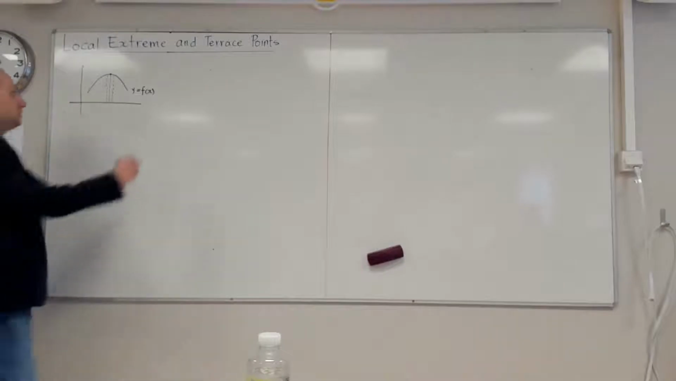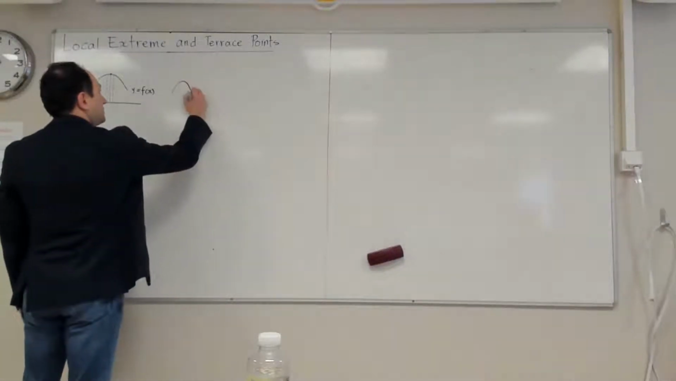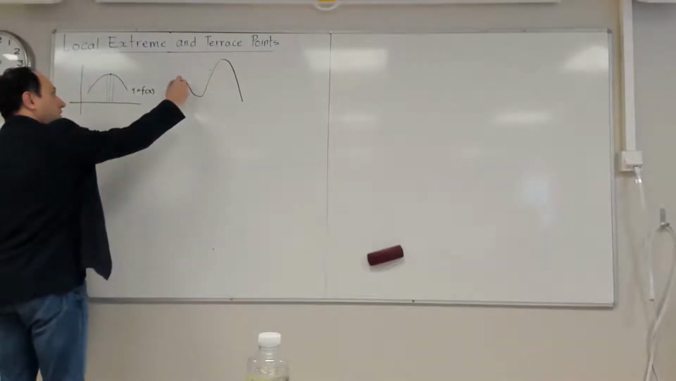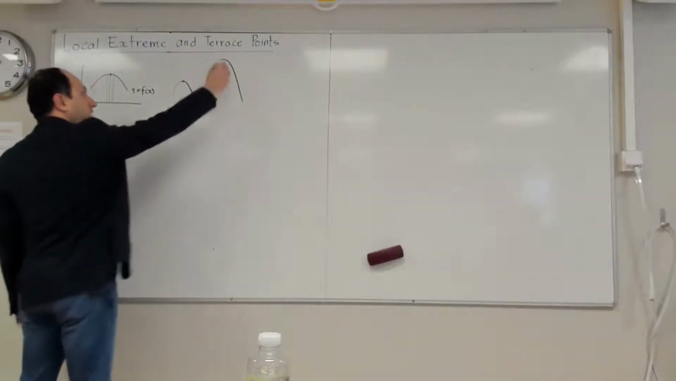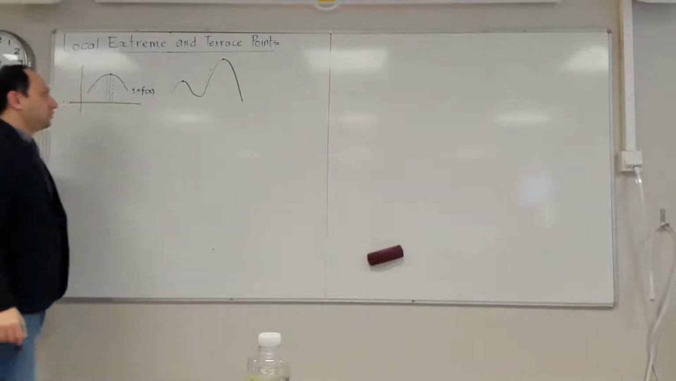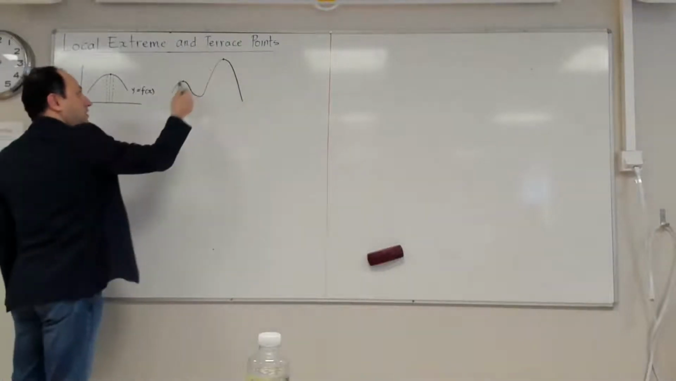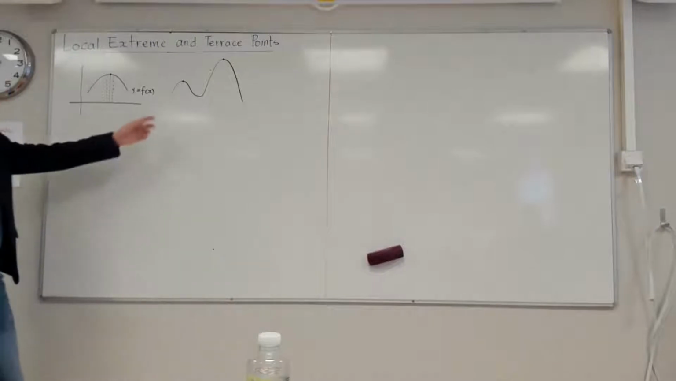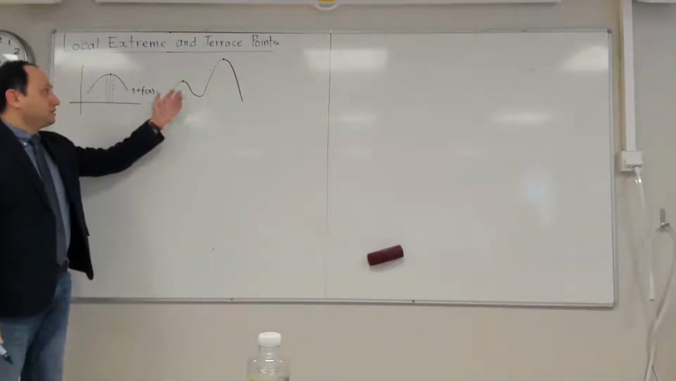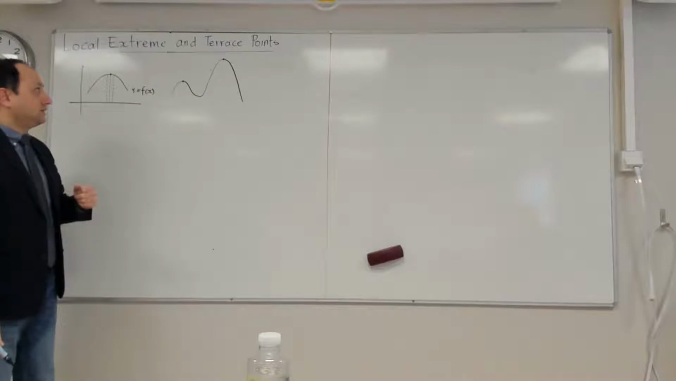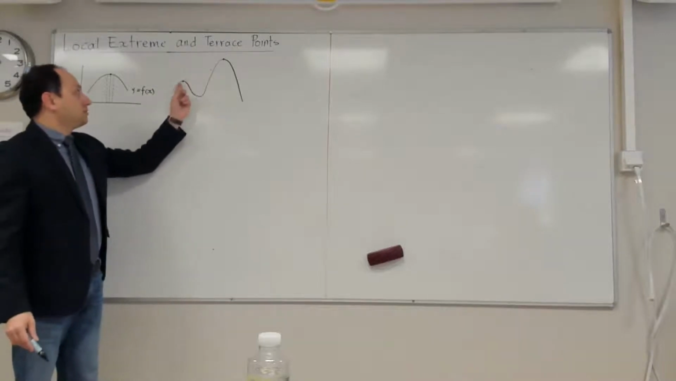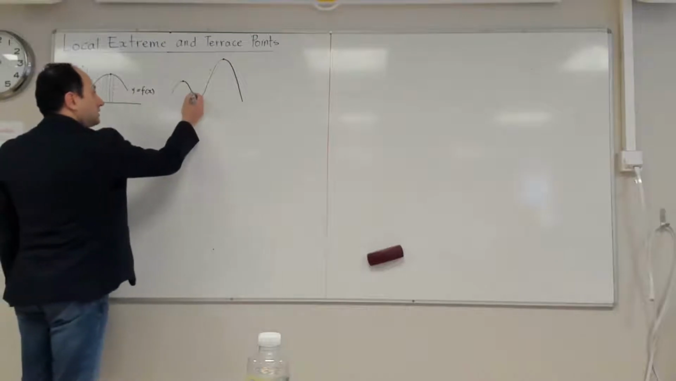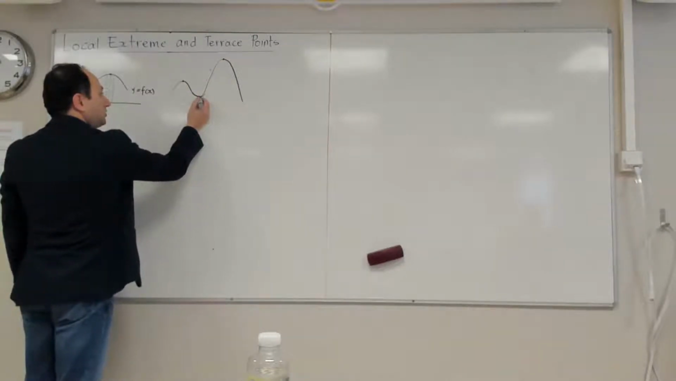But you might have this situation as well. This is also a local extreme point, even though this point is higher than this point. So there are two notions. One notion is an absolute maximum, absolute minimum. We will talk about that later. But today we want to talk about local maximum points and, something like this here, local minimum points.